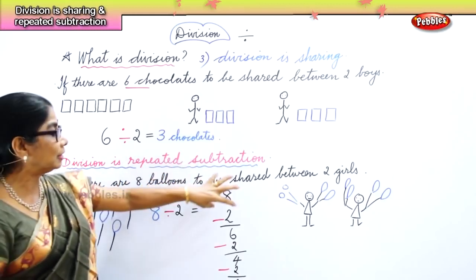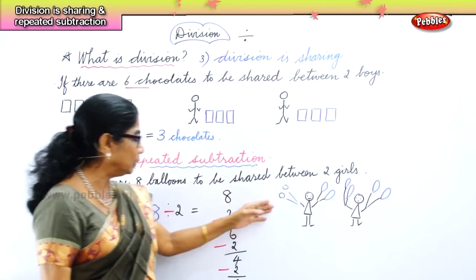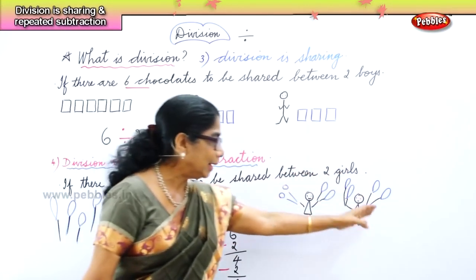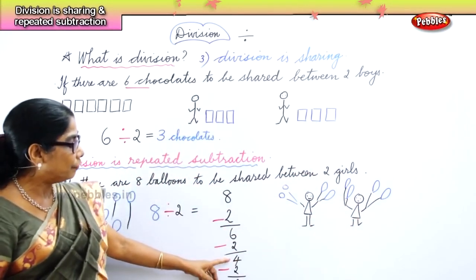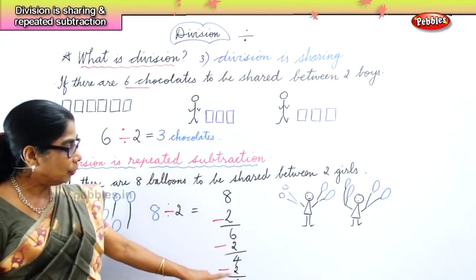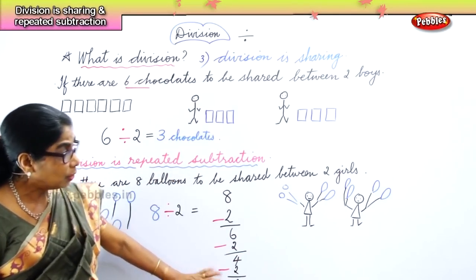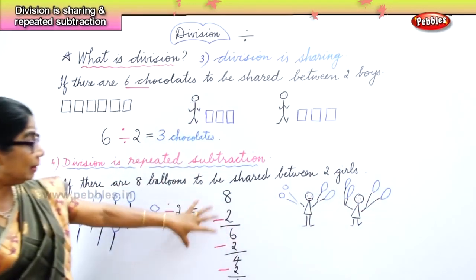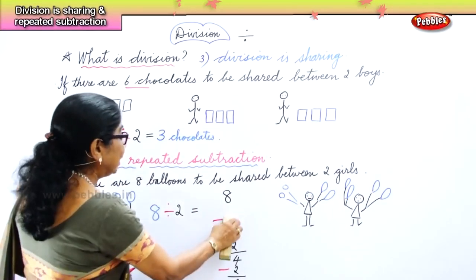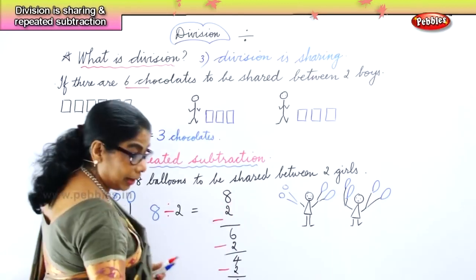Now this is called division is repeated subtraction. We had total of 8 balloons. We took away 2, gave it to the first girl. Then you get 6. From 6 you take away 2 balloons, give it to the next girl. Then you get 4. From 4 you take away 2 balloons and give it to this girl. And then you get 2. This last 2, you take away 2, you get 0, you give it to this girl. Repeated subtraction. 8 minus 2, you get 6. 6 minus 2, you get 4 and so on. Alright?